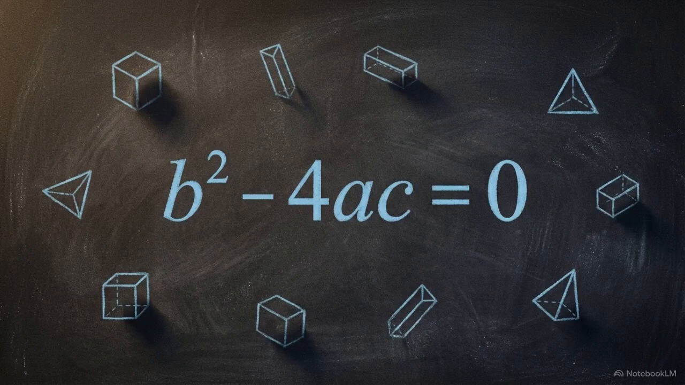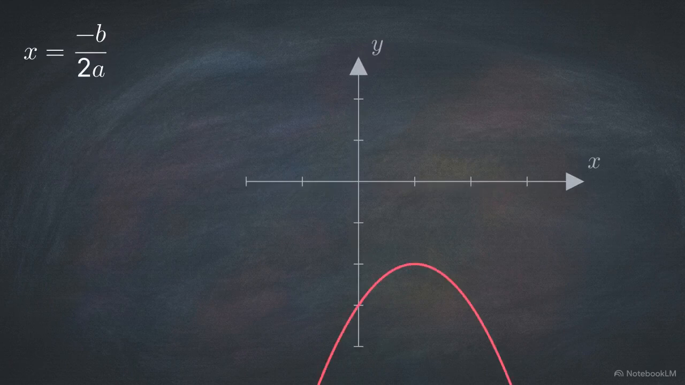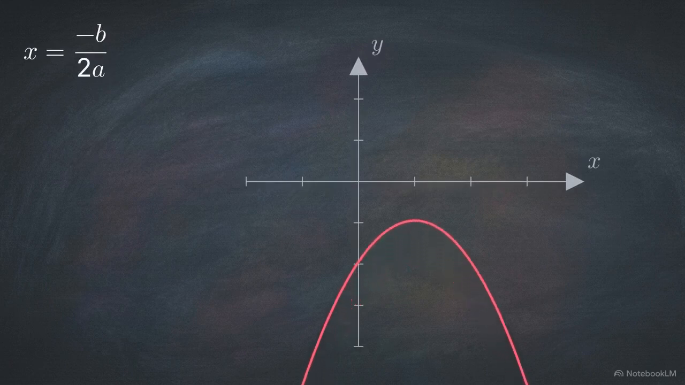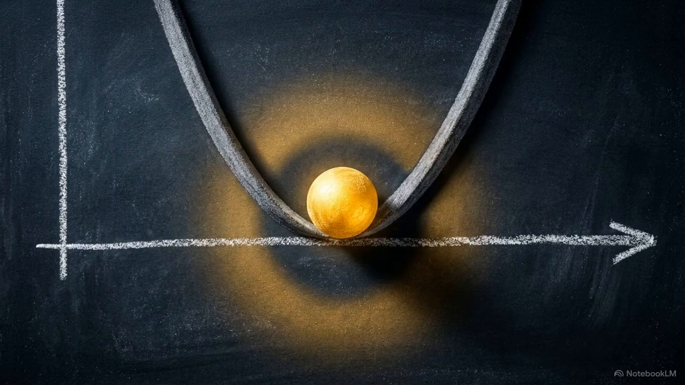In case 2, the discriminant equals exactly 0. The square root of 0 is 0. Adding or subtracting 0 neutralizes the plus or minus operation. Without that split, the system collapses to a single point of contact. The parabola shifts until it perfectly grazes the axis. Geometrically, the curve never intersects the baseline. The vertex itself becomes the sole x-intercept.